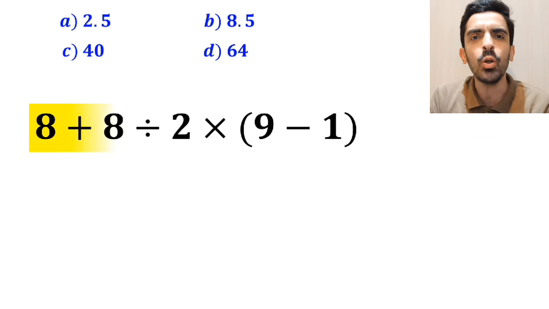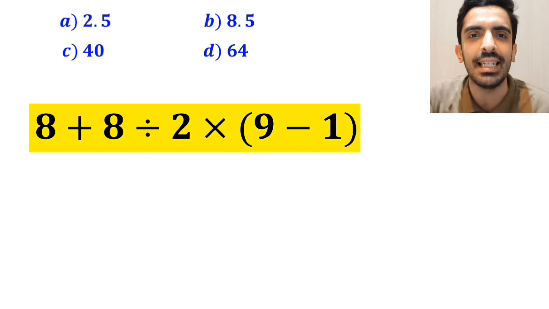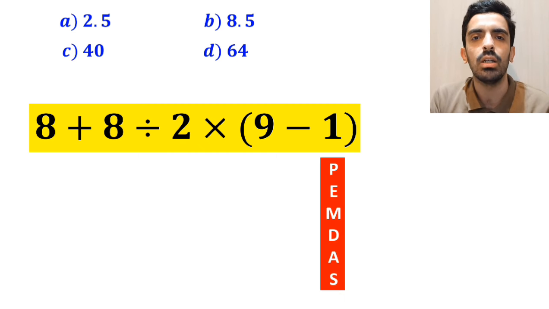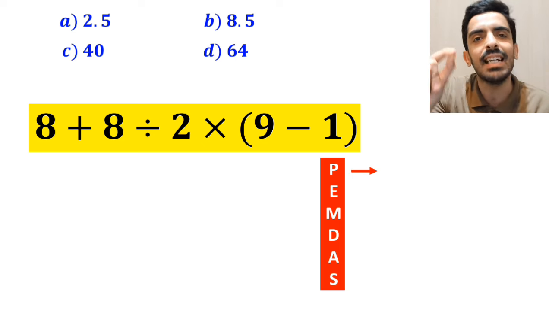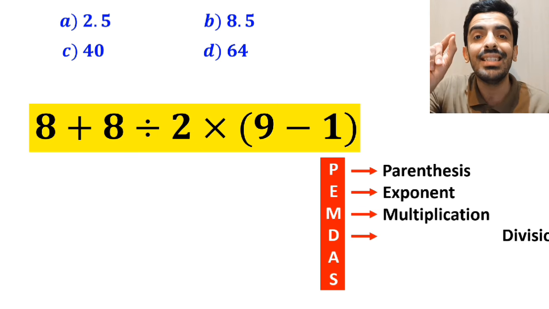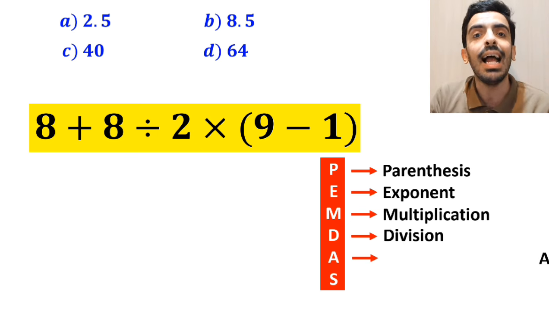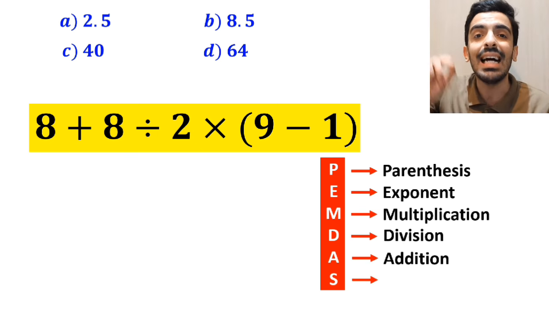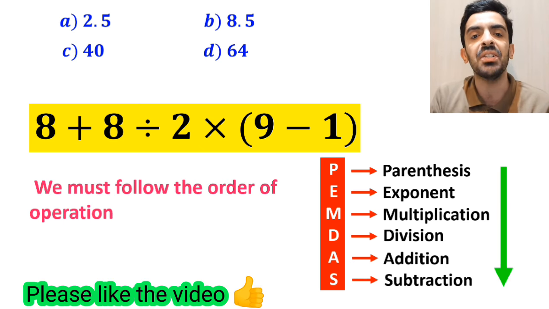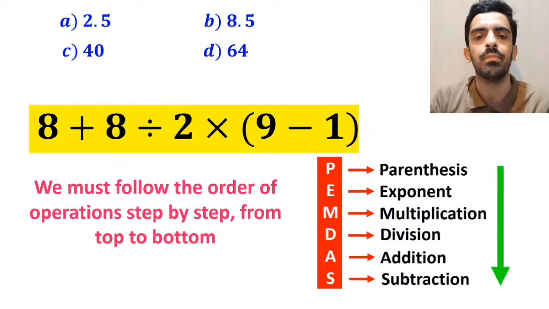Alright, now let me show you how to solve this expression properly. To solve this problem, we must follow the PEMDAS rule. In this rule, P stands for parenthesis, E stands for exponent, M stands for multiplication, D stands for division, A stands for addition, and S stands for subtraction. We must follow the order of operations step by step from top to bottom.